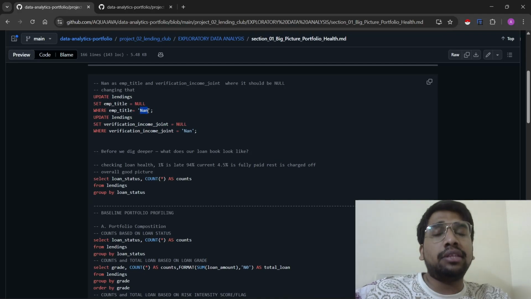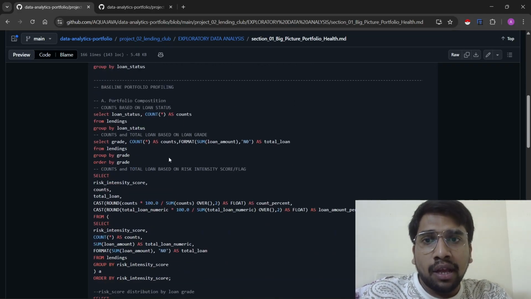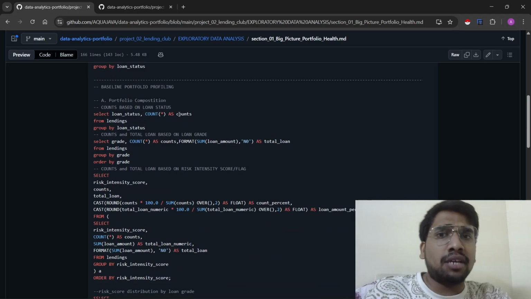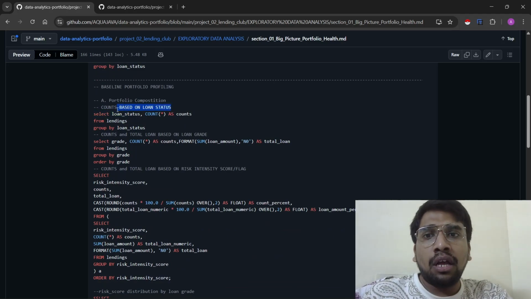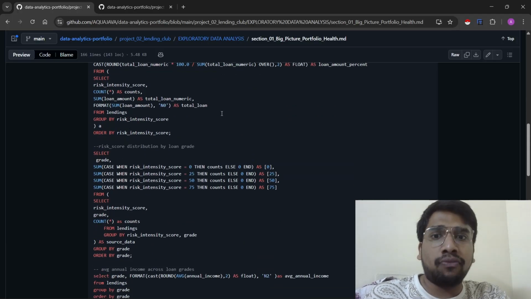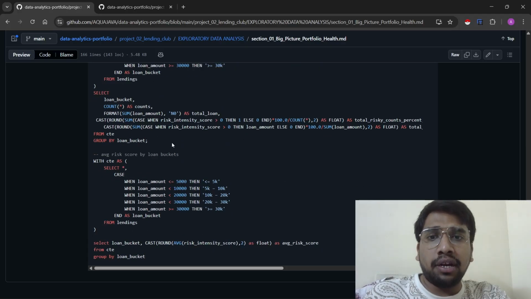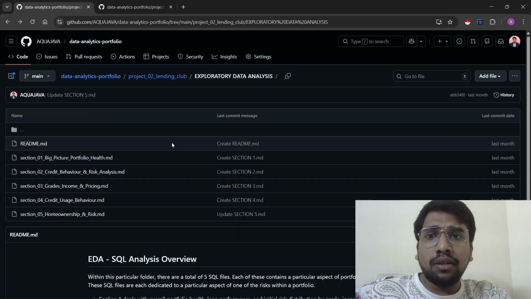NaN. Okay, so I had to change this NaN to null in certain columns. This is what I did. Then I did some basic querying here: counts based on loan status, the total loan based on risk intensity score or flag. These are the different codes I had created. I'll show you some of them.